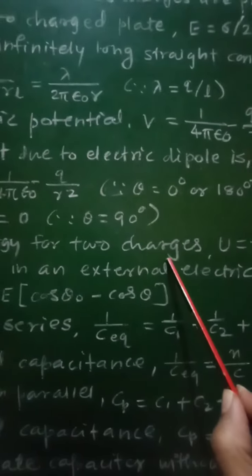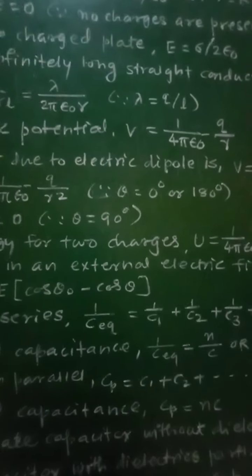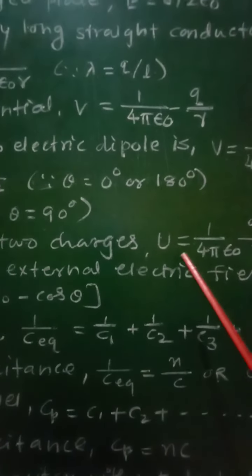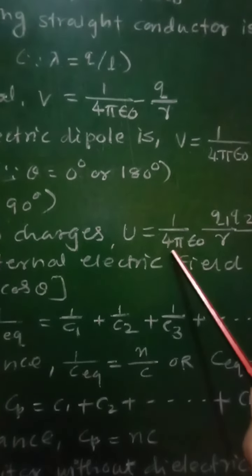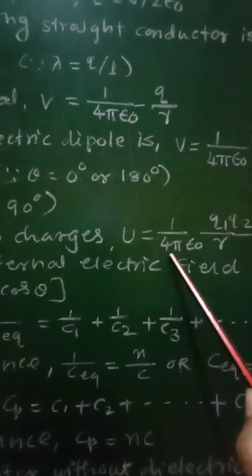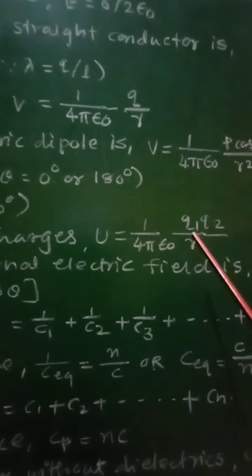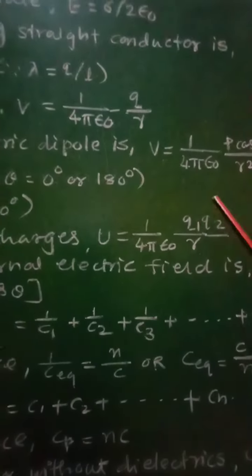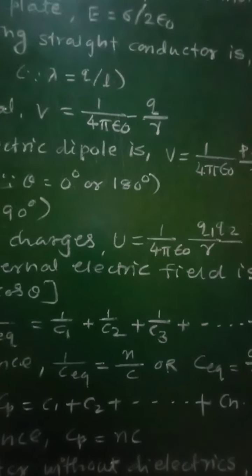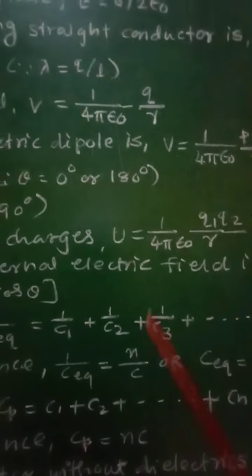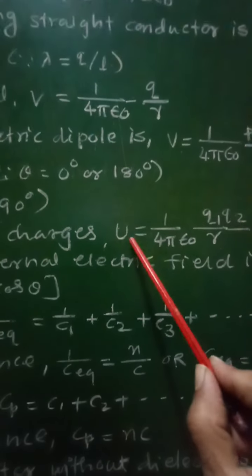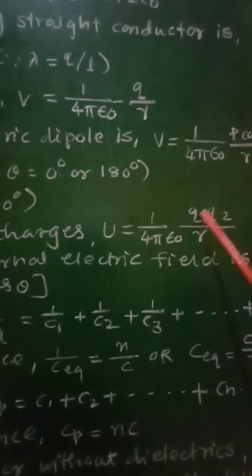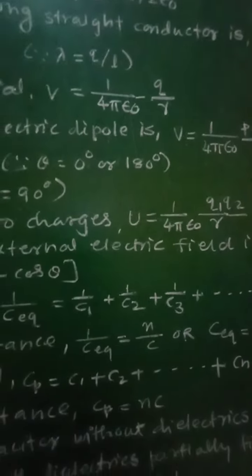Then next, eighth formula gives the electrostatic potential energy for two charges. If there are two charges, then electrostatic potential energy U is equal to 1 upon 4 pi epsilon 0 q1 q2 upon r. If these q1 and q2 are the two charges, then electrostatic potential energy due to these two charges is U equal to 1 upon 4 pi epsilon 0 q1 q2 upon r.